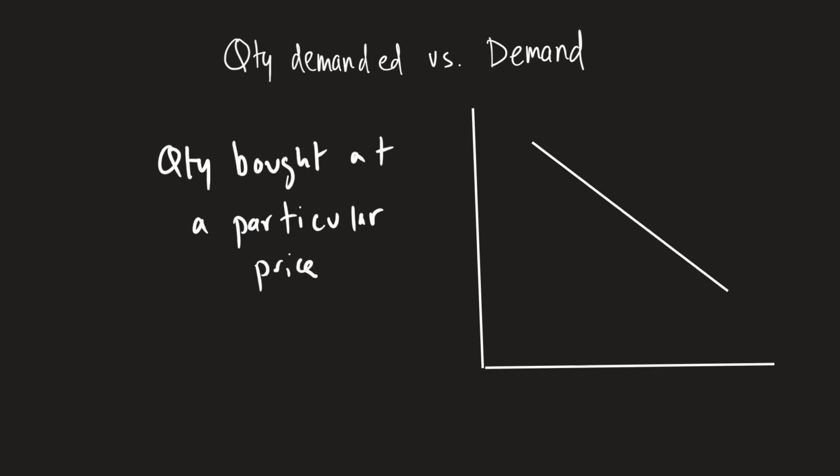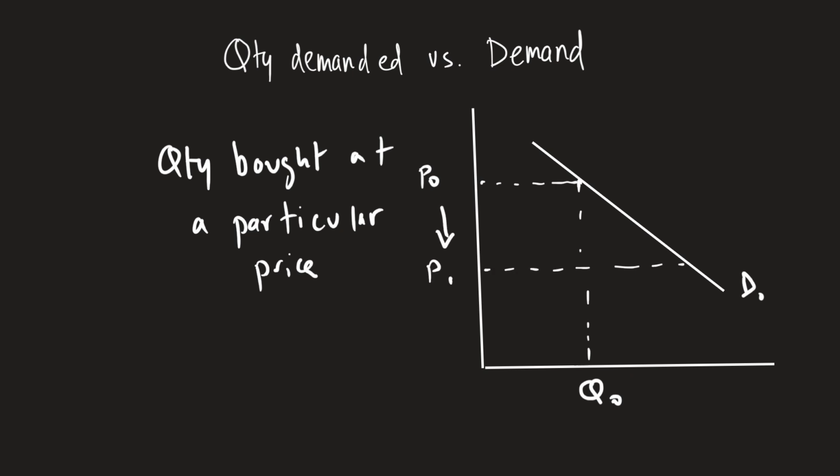I want to show you this with the help of a demand curve. When we look at our demand curve, which is downward sloping, if I say the price is P naught, then I will say that the quantity demanded will be Q naught. I can't say demand will be Q naught, because we are looking at quantity bought at a particular price. So quantity demanded will be Q naught. On the other hand, if the price goes down to P1, we will say the quantity demanded has gone up.